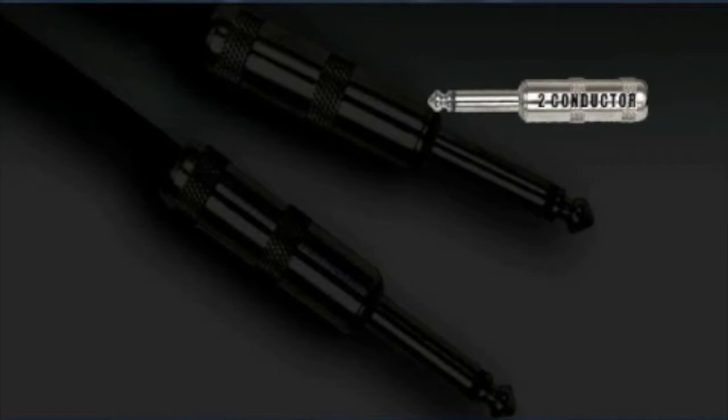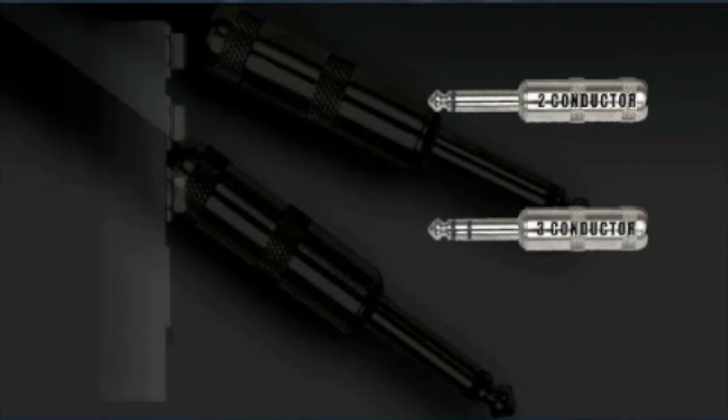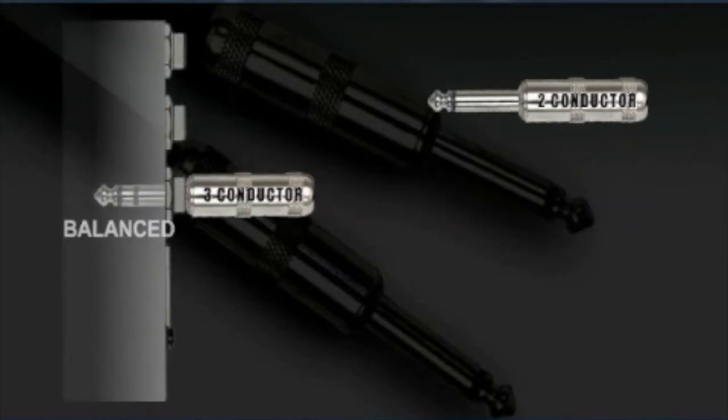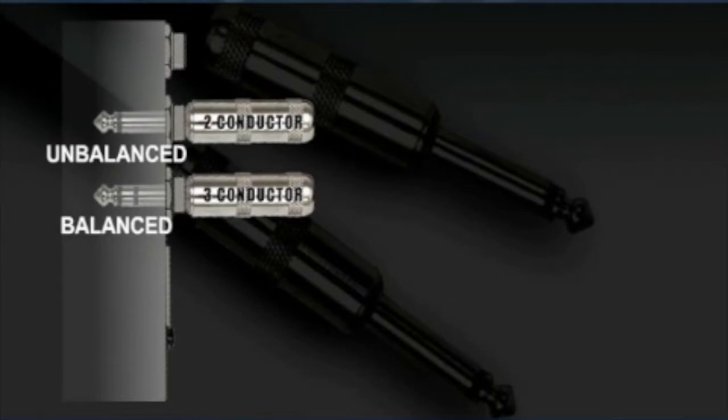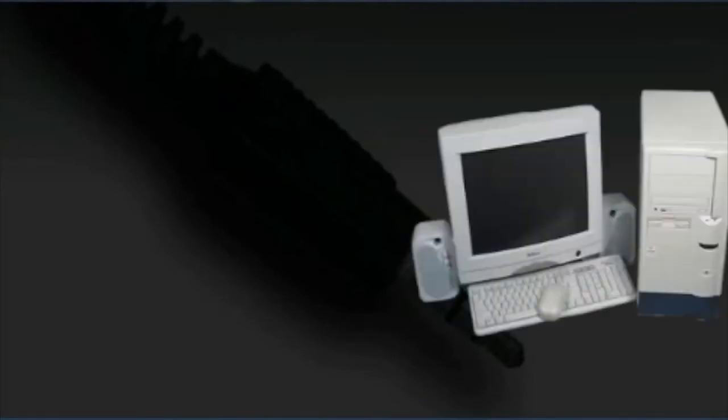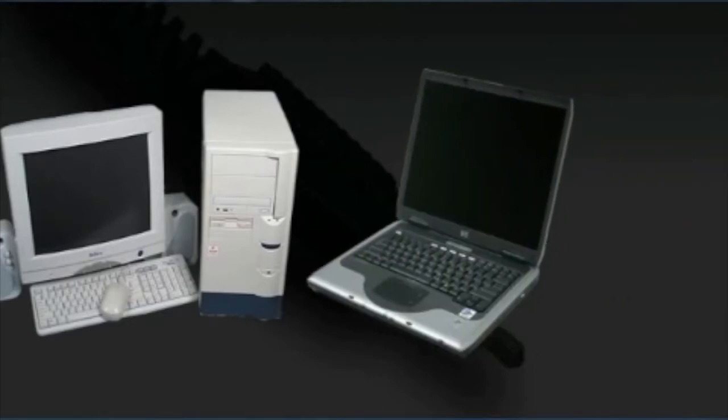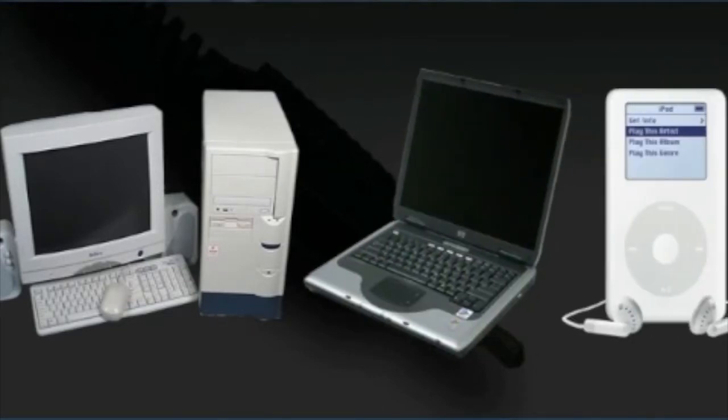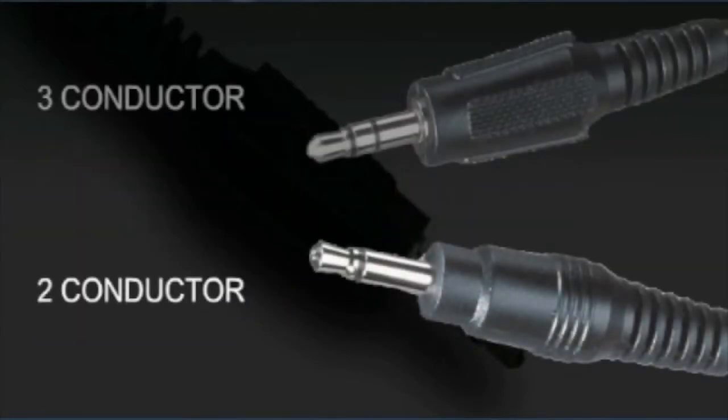The 1/4-inch tip ring sleeve or TRS plug is available in both a 2-conductor and 3-conductor version and is mainly utilized for both balanced and unbalanced line-level connections. The Stereo Mini or 3.5 millimeter connector is used on most computer sound cards, laptops, and portable MP3 players. Like its 1/4-inch big brother, the 3.5 millimeter connector is available in both 2- and 3-conductor versions.